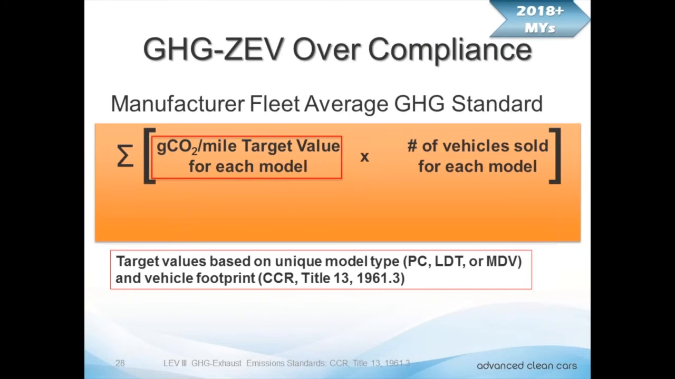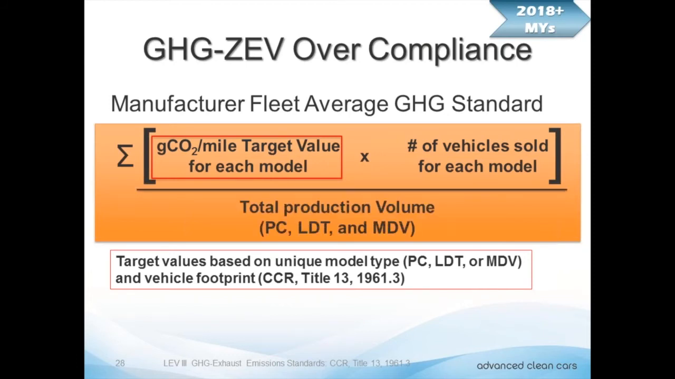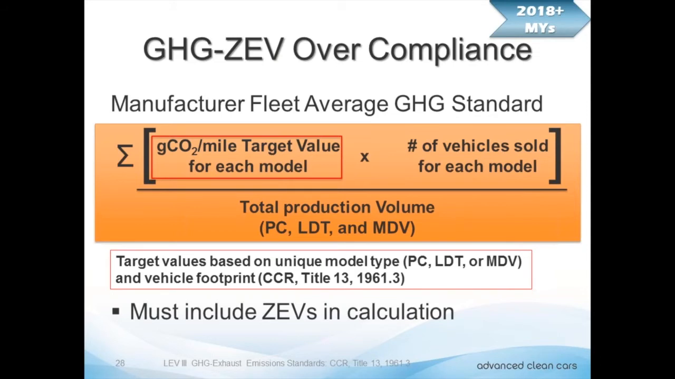The resulting products are then summed and divided by the manufacturer's total production volume of passenger cars, light-duty trucks, and medium-duty vehicles to get the manufacturer's fleet average GHG standard for a given model year. A manufacturer must include ZEVs when calculating this value.